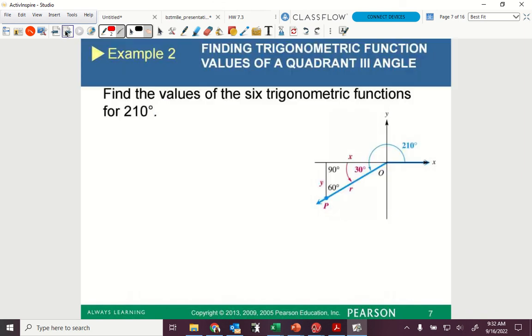All right, so example 2. Find the 6 trigonometric functions for 210. Part of this is already done for you, because if you look at the diagram, 210 is going to be 180 and 30, right? That's going to give you this. So I did my theta prime equals 210 minus 180, which gives me 30.